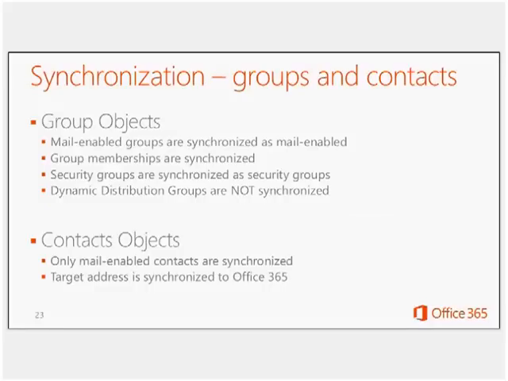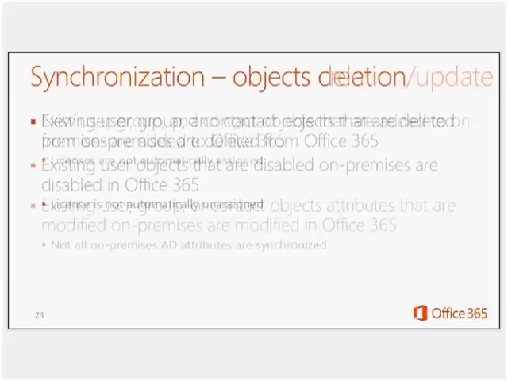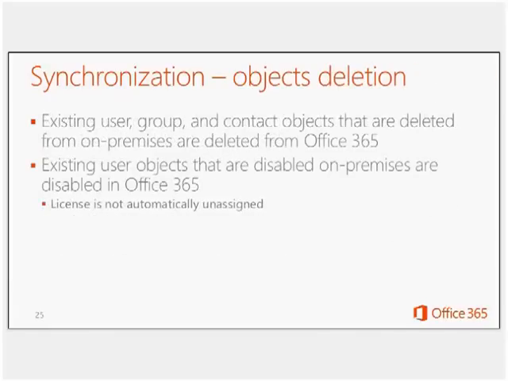Dynamic distribution groups are not synchronized. And then from a contact objects perspective, target address is synchronized, only mail-enabled. Pretty simple from that perspective. When the objects are created, licenses are not automatically assigned, and not all on-premises AD attributes are synchronized. Existing user, group, and contact object attributes that are modified on premises are then modified in Office 365. So I know I'm just going straight through, but this deck is helpful as you're thinking about what needs to happen and what the pieces actually are.